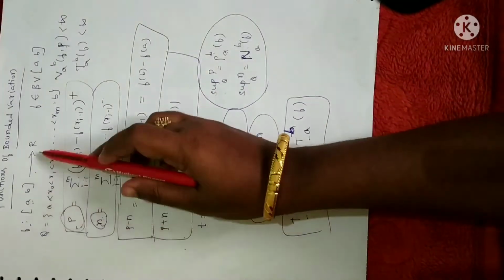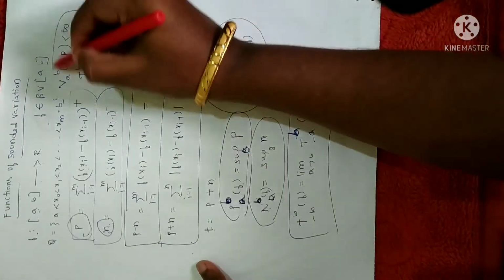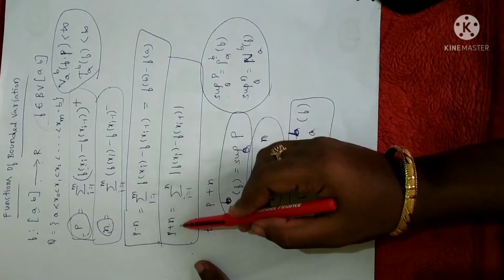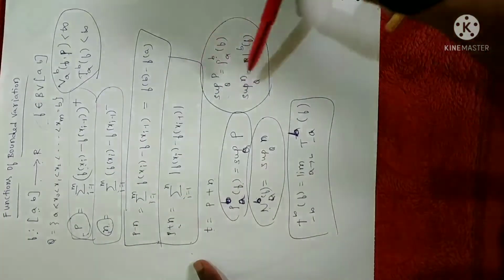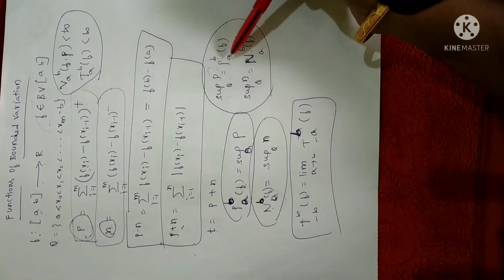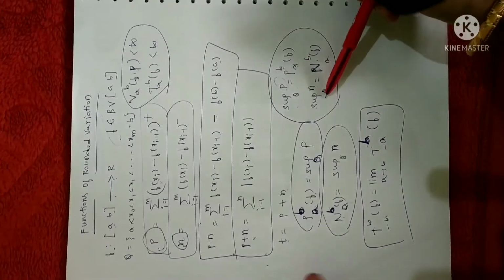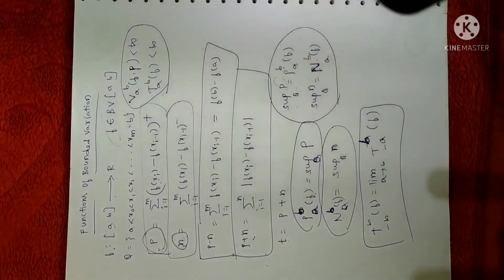Fine. So a function f from [a, b] to R is said to be a function of bounded variation, and it is represented by this, if these two conditions are satisfied. And moreover, remember P is none other than this and N is none other than this. If you take the supremum of P, you represent it with capital P of a to b of f. If you take the supremum over N, you represent it with capital N of a to b of f.